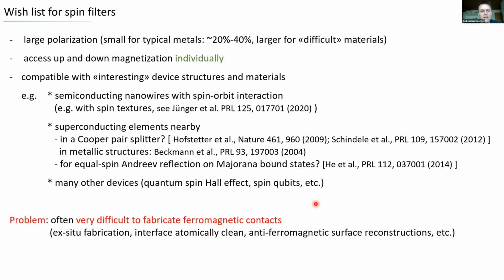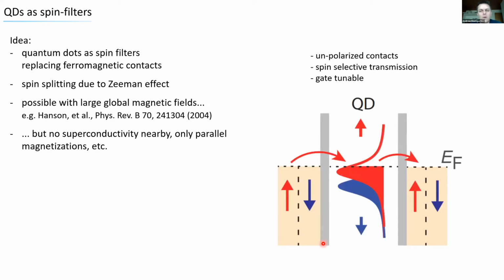So we have to do ex situ fabrication, so you have residues in between from the fabrication and things like this. The interface should be atomically clean because spin relaxation can happen very fast. But there are also fundamental problems like antiferromagnetic surface reconstructions of many of these materials. So what I want to propose here and show you experiments is that we use quantum dots as spin filters, and the idea is really super basic. You take a quantum dot without ferromagnetic leads, so we have unpolarized contacts here, and then we spin split them using the Zeeman effect.